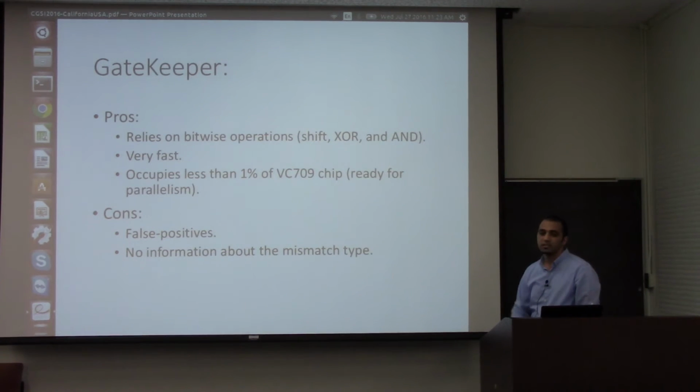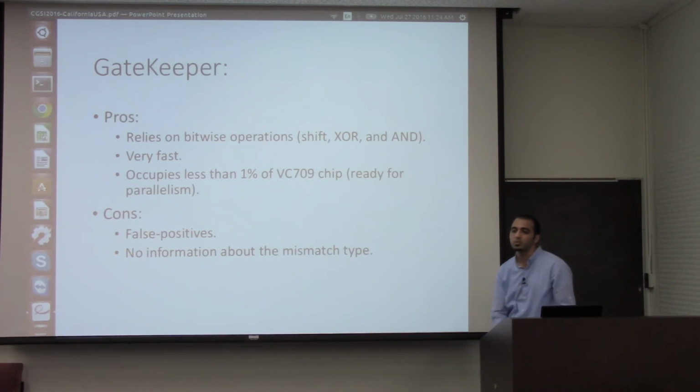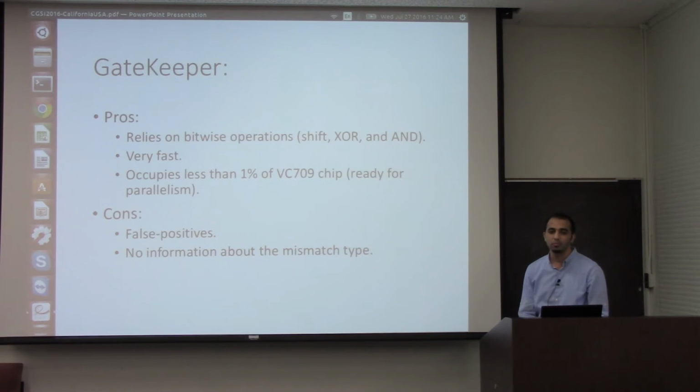So the first advantage is that it purely relies on bitwise operations, which are suitable for any hardware platform, very fast, and occupy fewer resources. We are talking here about FPGA. And the disadvantages, as I said, are the false positives. A mapping may have more mismatches than allowed, but it will still pass through the filter. And the second disadvantage is that we don't have any information here about the type of mismatch, whether insertion or deletion. And as you know, in dynamic programming, we have backtracking, so we can come up with the exact type of mismatches.